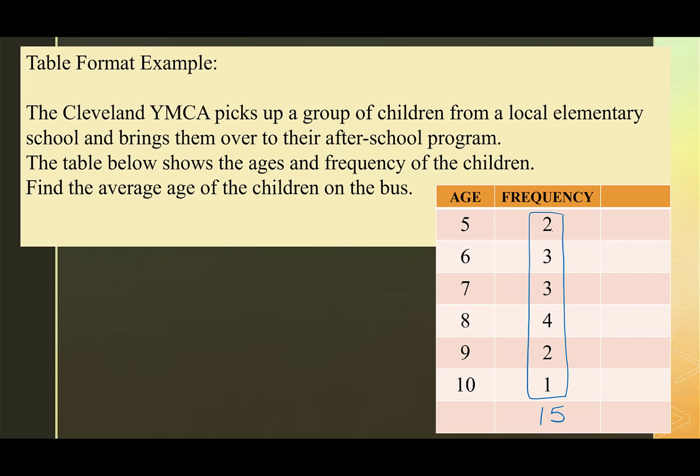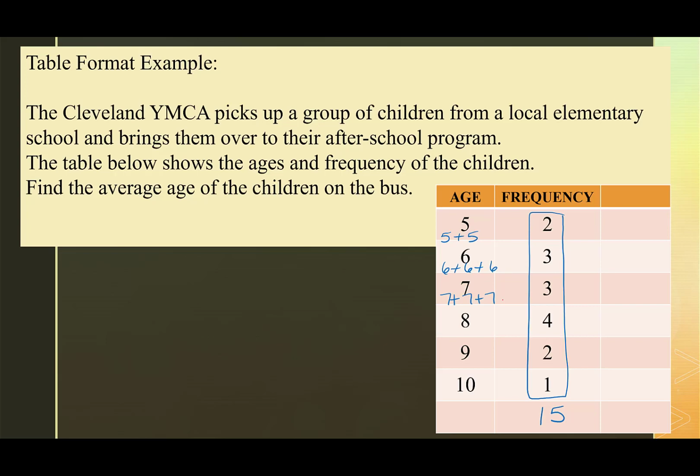Next, to find the average age, we could take the long route and add each of these 15 ages together. For example, 2 children were 5 years old, so we could say 5 plus 5. 3 children are 6 years old, so 6 plus 6 plus 6. 3 children are 7 years old, 7 plus 7 plus 7. But it's really easy to make a mistake because you're typing in 15 numbers into your calculator.